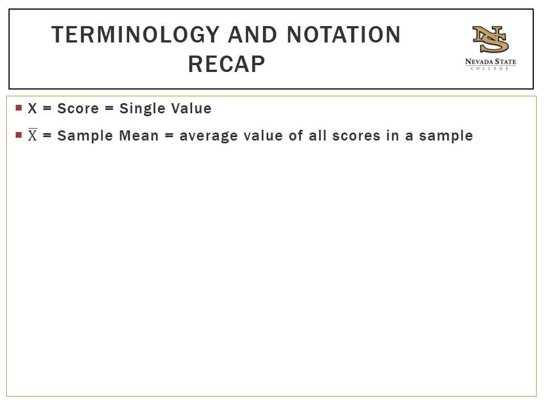X bar is the sample mean. So if I took the lecture quiz average for all students, added all those scores together, and divided by the total number of students, that would be our sample mean, or X bar, which is just the average of all the scores in a sample.